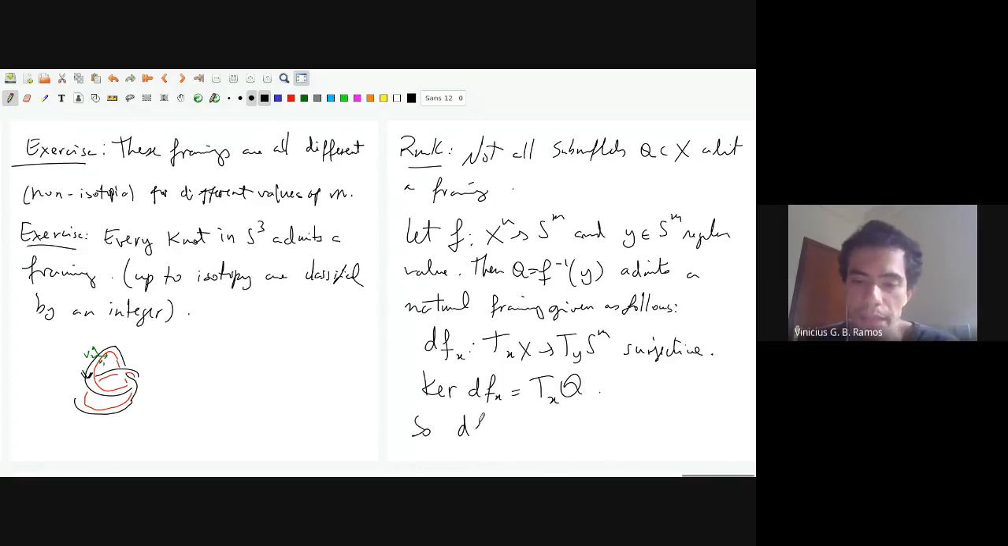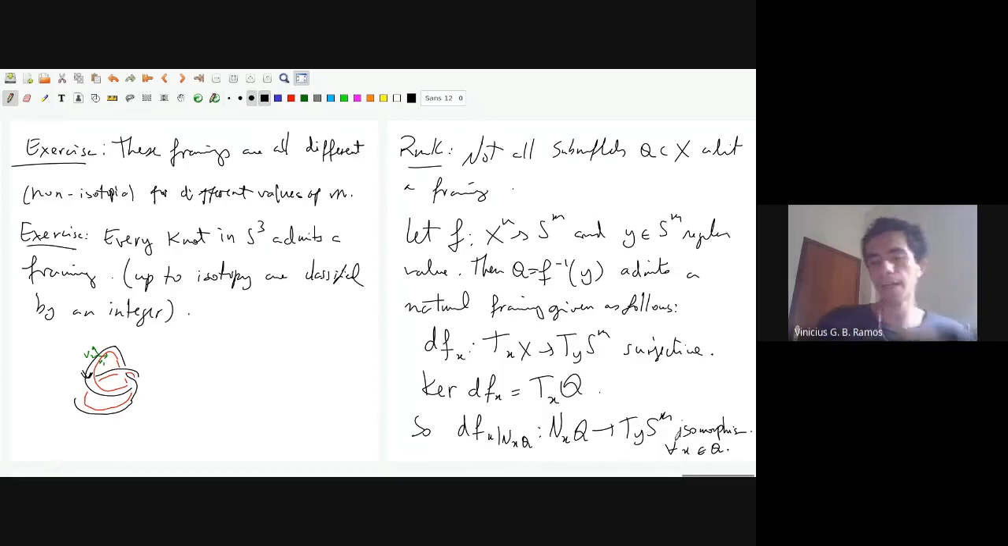So that means that when you restrict the derivative to the normal bundle, you still have a surjective map. But these have the same dimension, so this is going to be a bijection, an isomorphism, for every x in Q. So now we can fix a given oriented basis. You can just fix an oriented basis of the tangent space to S^m at this point, and you take the pre-image of that for every x.